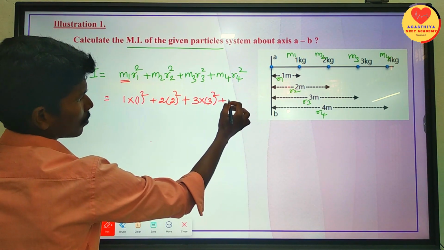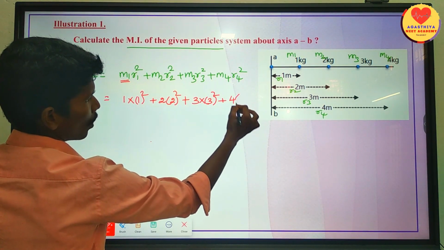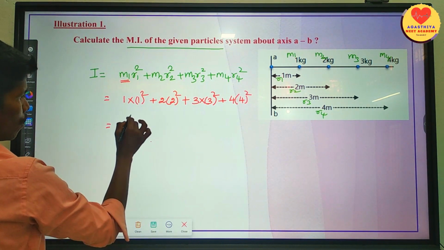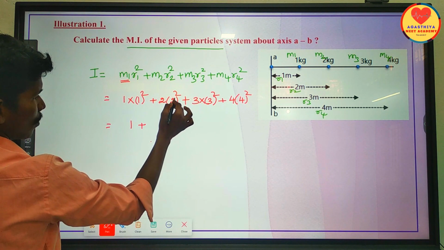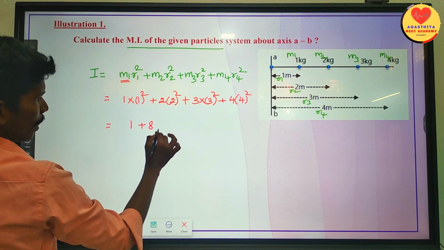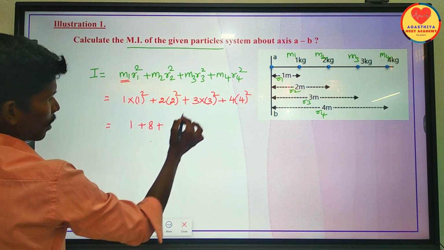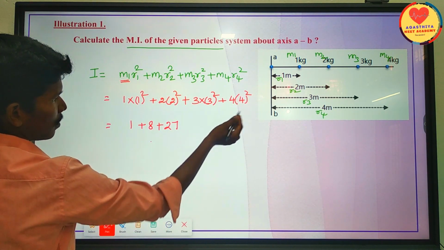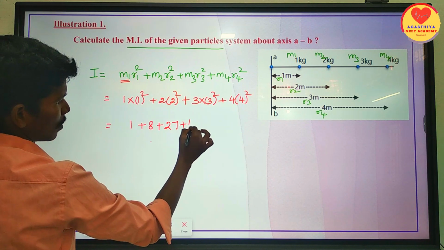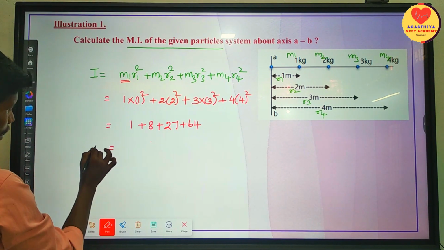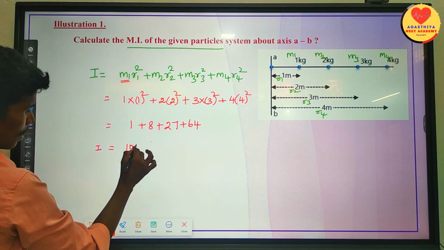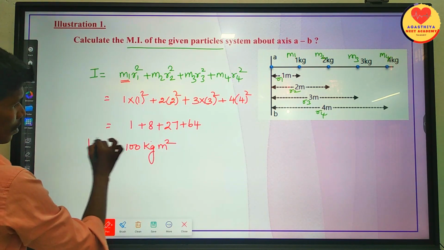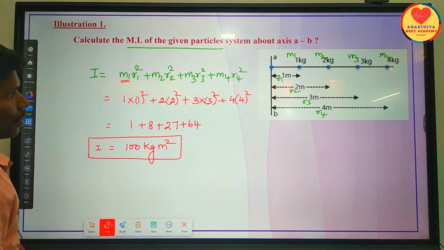Then m4, that is 4. What is distance? That is 4 square. Now 1 plus 2 2s are 4, 4 2s are 8, plus 3 3s are 9, 9 3s are 27. So 4 4s are 16, 16 4s are 64. Simply we can write I equal to 100 kilogram meter square. This is the moment of inertia in the given situation.